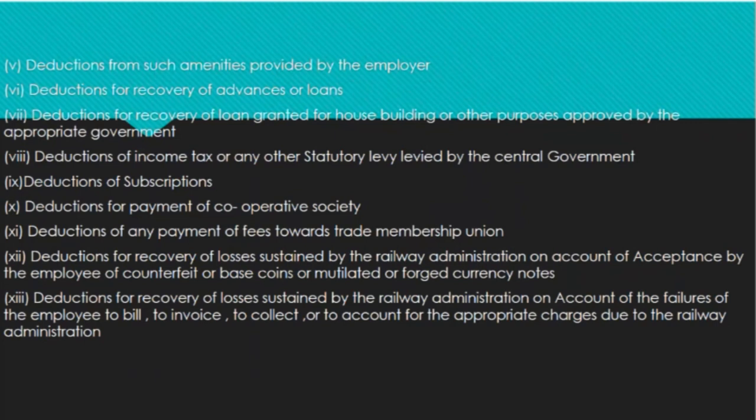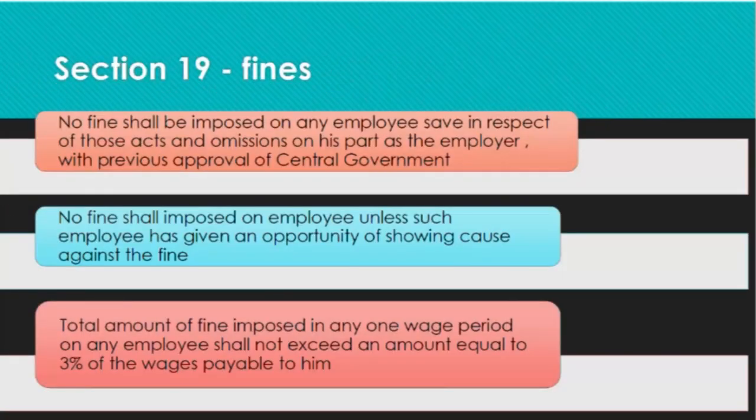Any failure of the employee to bill and invoice and collect appropriate charges due to the railway administration, the railway related, it will be reduced from wages. Okay, these are the normal deductions from wages. Other than a disciplinary action, all the other deductions will be considered as a deduction from wages.